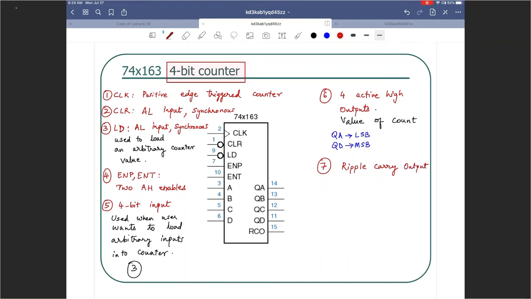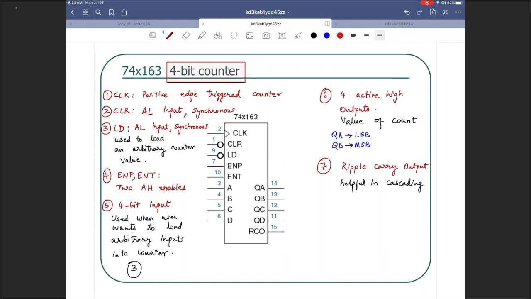Very helpful in cascading counters. So if you wanted to build bigger counters using this chip, then that particular output will be very handy.